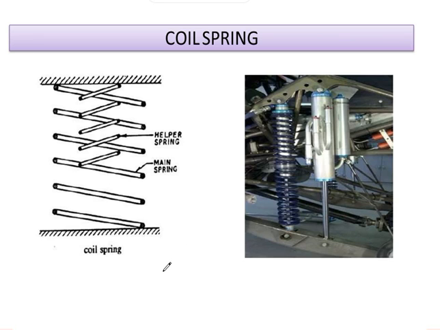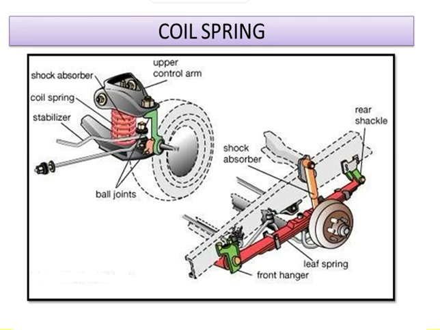These are two schematic diagrams of coil springs. This is main spring and this is helper spring. This is another schematic diagram of coil spring. You see this portion is coil spring. This is ball joints, upper control arm, stabilizer, shock absorber. This one is front hanger, leaf spring and rear shackle.